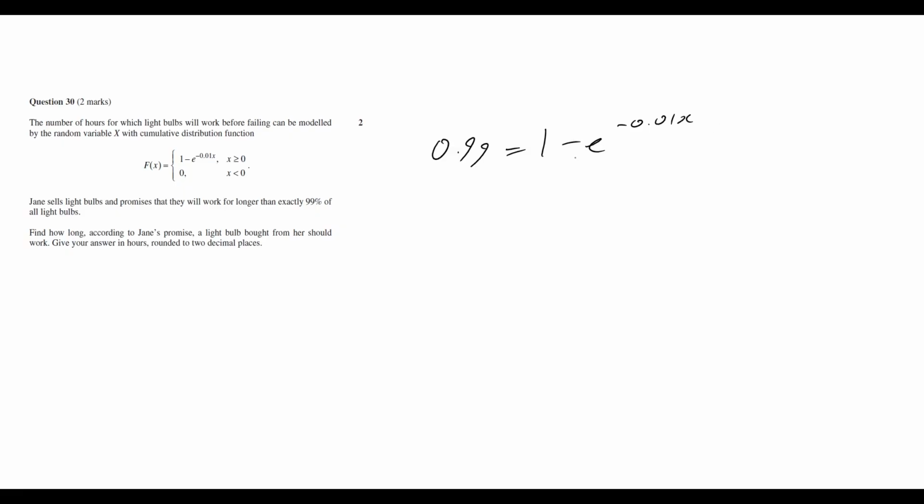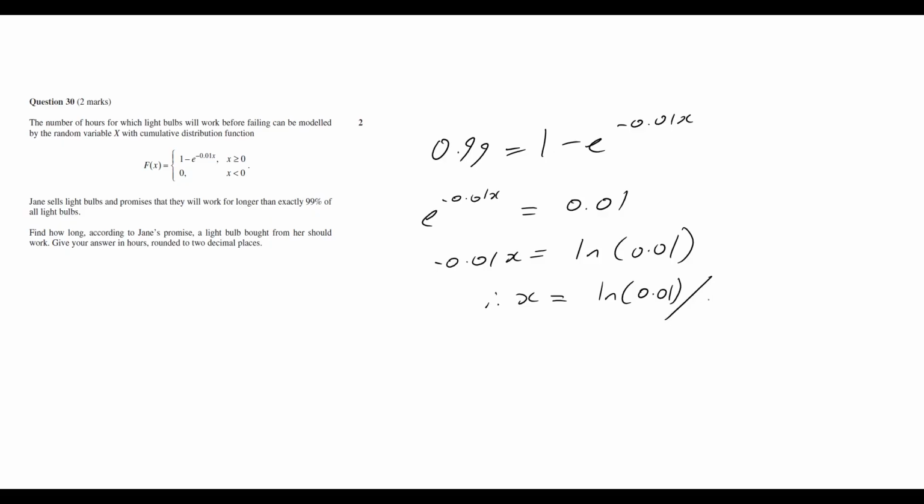To do that, I'll probably just add the e to both sides and then subtract 0.99 from both sides. So we can say, therefore, e to the minus 0.01x equals 0.01. Now taking the natural log of both sides, we get that minus 0.01x equals the natural log of 0.01. And there we are. So now we can say, therefore, x equals the natural log of 0.01 divided by minus 0.01. And so that will equal about 460.52 hours. And there we are, so that's question 30.